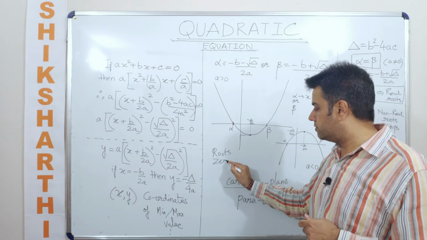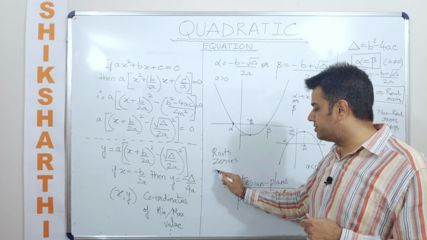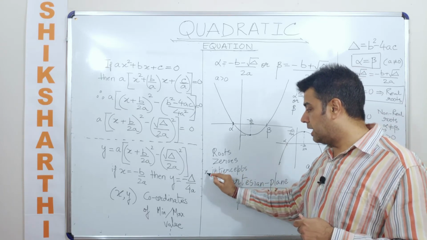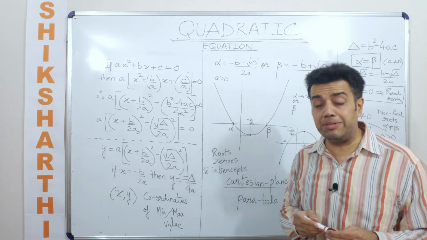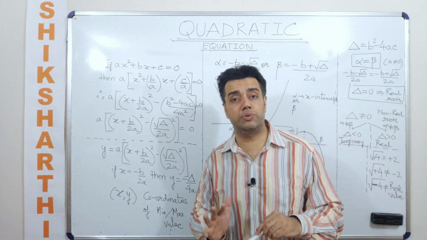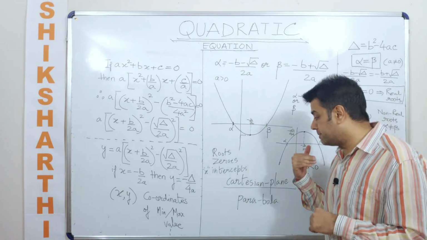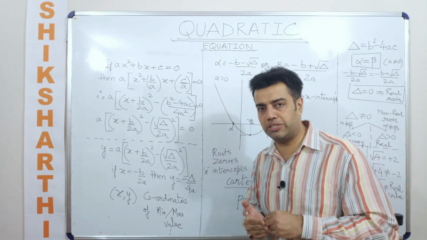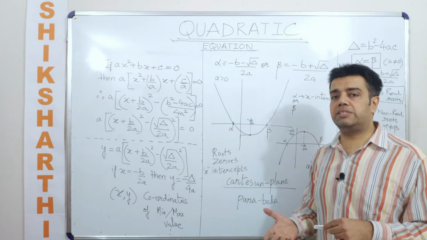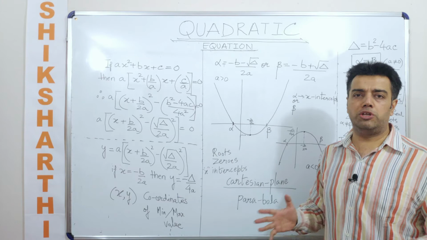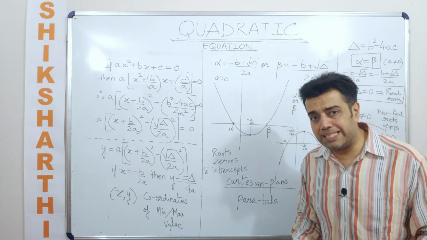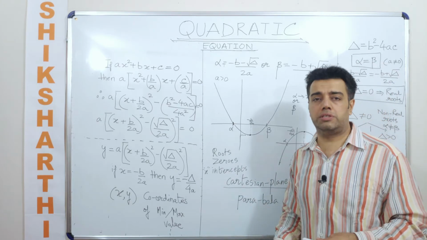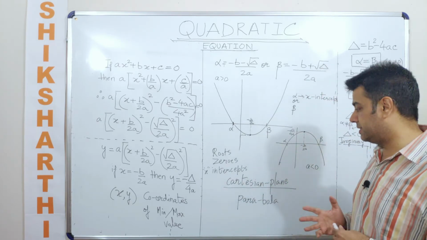zeros, and x-intercepts are nothing but synonymous words, synonymous representations, nothing but the same. So if somebody asks me to find the zeros of this expression or equation, find the roots of this equation, whether it is quadratic or polynomial, or find the x-intercepts, they are talking about nothing but the same. They are similar to each other. That is the coordinate geometry element in that.